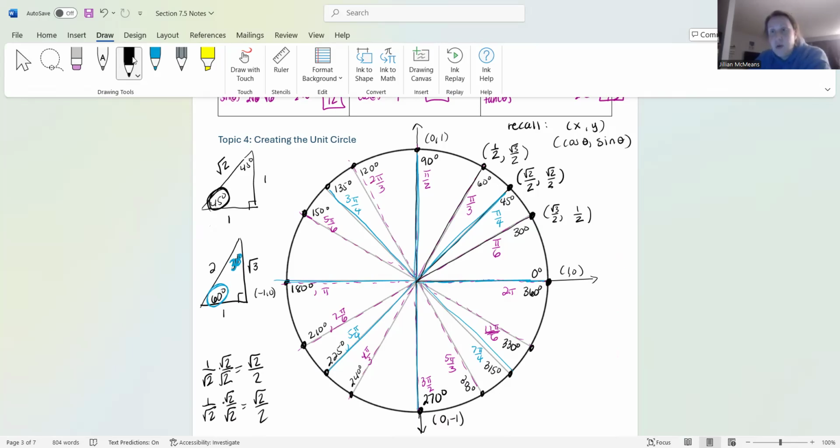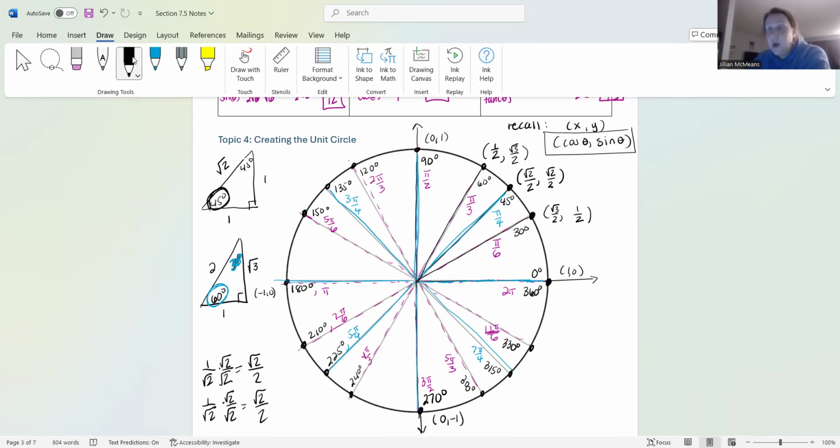Okay? So now knowing sine and cosine of the 45, 45, 90 and the 30, 60, 90 triangles, we can fill in. We know what these ordered pairs are because on the unit circle, the x-coordinate is always going to be our cosine and the y-coordinate is always going to be sine.